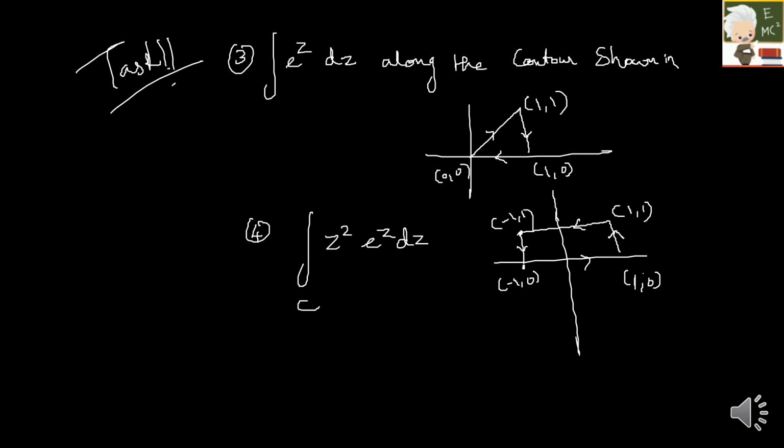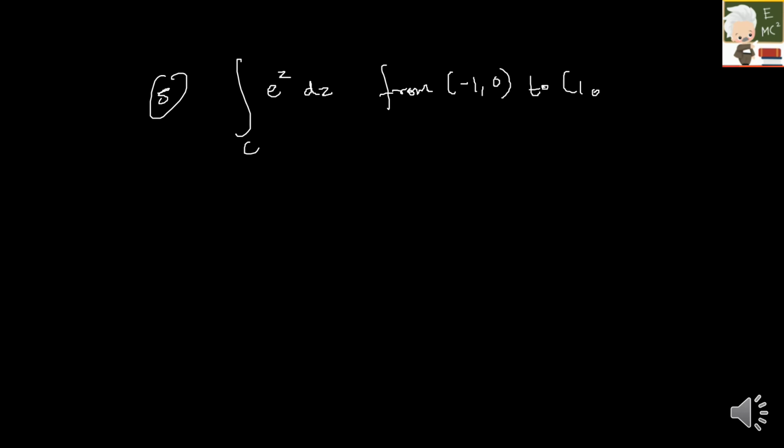Okay, let me give one more problem also. So this is the final question. So here integral over the contour e raised to z dz from minus 1, 0 to 1, 0, where your contour C is a parabola. It is a parabola. Okay. So for the parabola the equation is y is equal to x square minus 1. It is just a small hint. So hope these are the 5 tasks which I have given to you in this video.